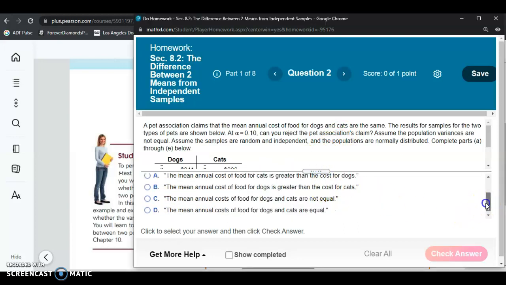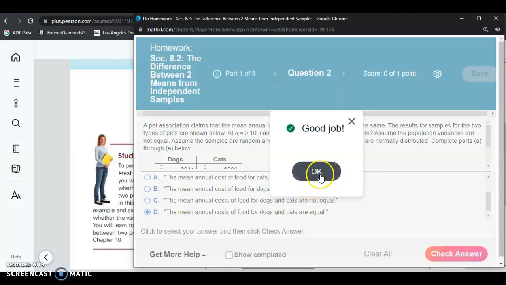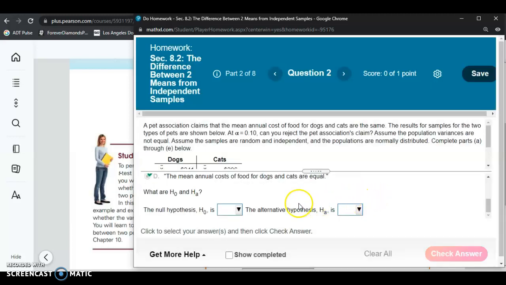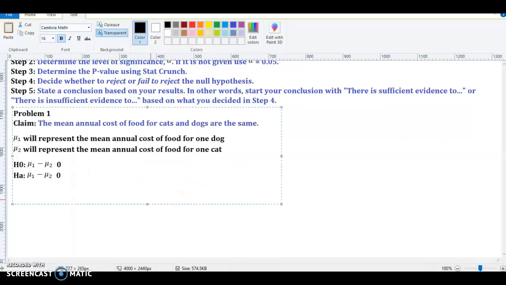You want to read these carefully on your own and select the best answer choice. It looks like answer choice D: the mean annual costs of food for dogs and cats are equal. In other words, the mean annual cost of food for dogs and cats is the same. Then in the next part of part A, we're going to state the null and alternative hypotheses. Remember, this is the claim that was given in the problem: the mean annual cost of food for cats and dogs are the same.